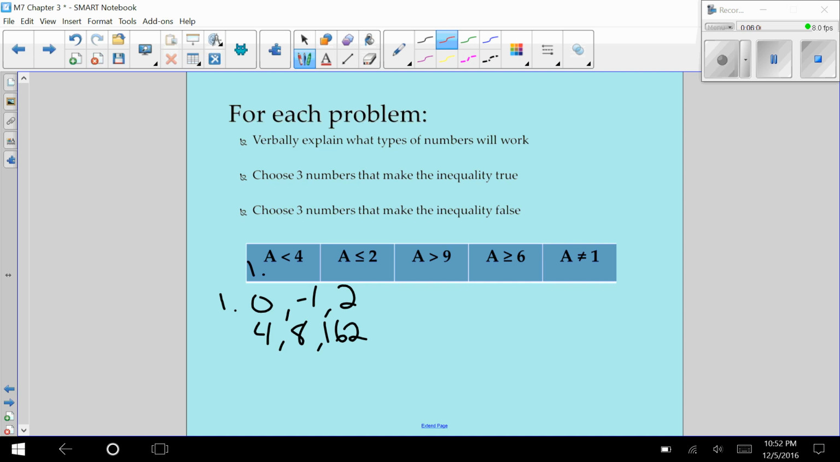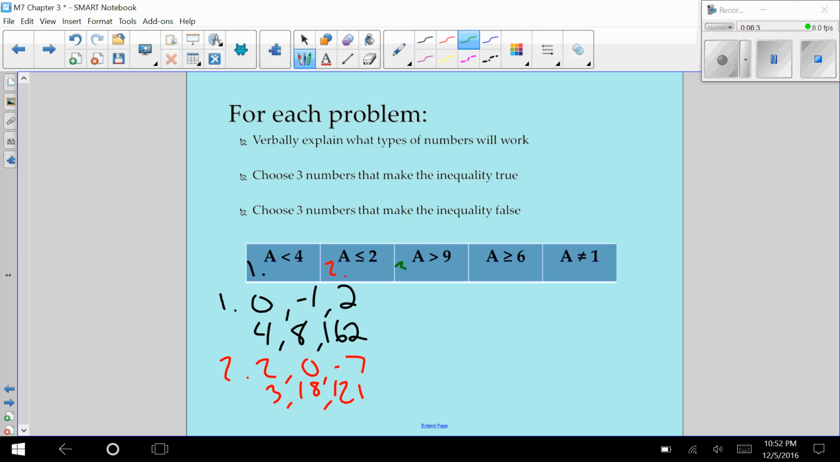All right, let's call this one number 2. For number 2, verbally explain what kind of numbers will work. Any number 2 or less. 3 numbers that make it true. 2, let's try 0, and -7. 3 numbers that make it false. 3, 18 makes it false, and 121.